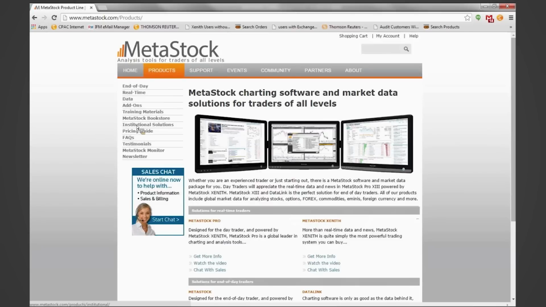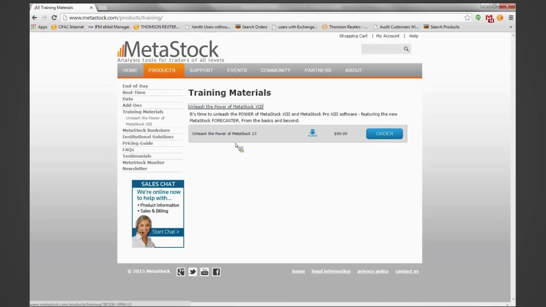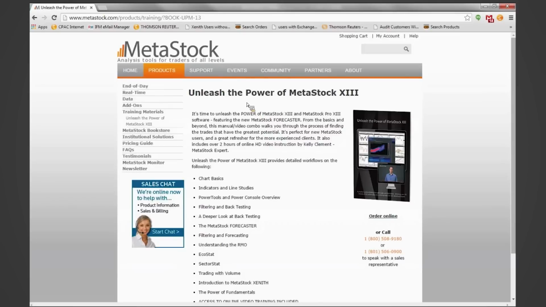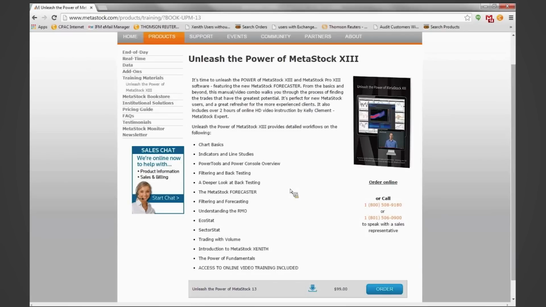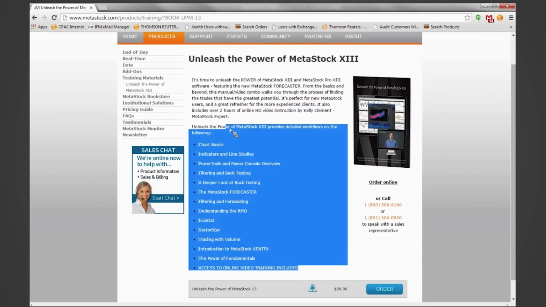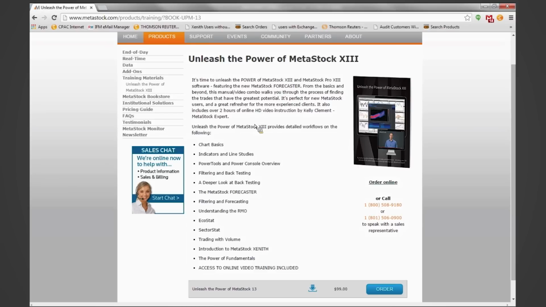Now, that's good, but what you also need is a view of how to systematically find trades. So we've also got another training under this training materials called Unleash the Power of Metastock. Unleash the Power of Metastock is more of a way of identifying trades. It's a manual that you can either get a hard copy of or a PDF, and you can also get videos showing you how to do all these things. This is something I put together to help people identify trading opportunities.